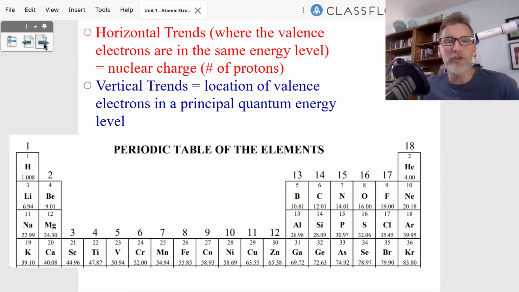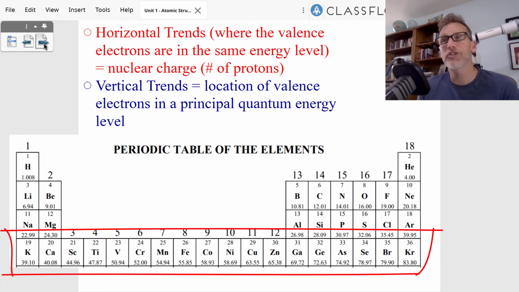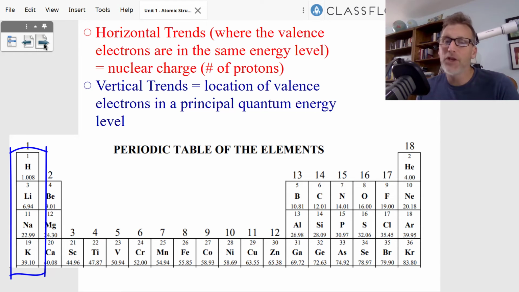So periodic trends all boil down to pretty much horizontal trends and vertical trends. If it's a horizontal trend where the valence electrons are in the same energy level, go to the number of protons, what's called the nuclear charge. So you're going to the numerator of Coulombic attractions. The nuclear charge. More protons means more attraction of the electrons with the nucleus. If you're talking about a vertical trend, look at the location of the valence electrons in the principal quantum energy levels. The further away the valence electrons are, or the higher the principal quantum energy level, the less energy it takes to rip away those electrons.